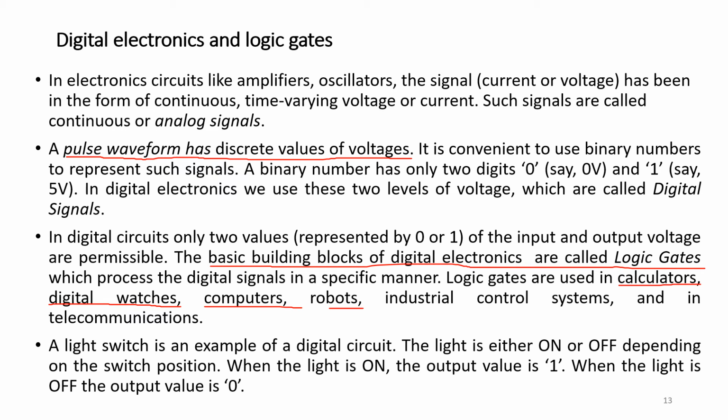A light switch is an example of a digital circuit. We have been using switches in electrical circuits, and these switches are an example of a digital circuit. The light is either on or off, depending on the switch position. When the light is on, the output value is 1. When the light is off, the output value is 0. Please remember, these two levels only are permissible. Please see the diagram here.